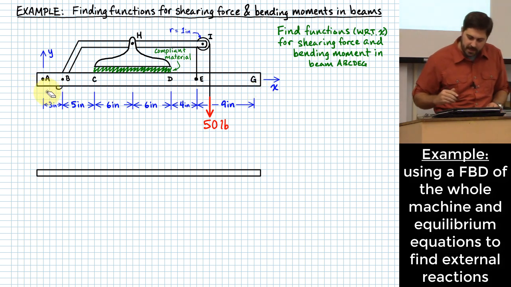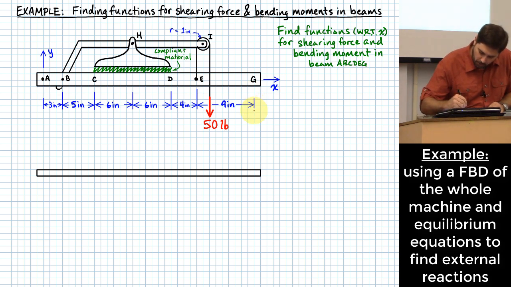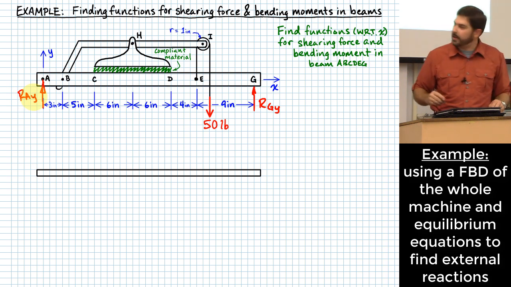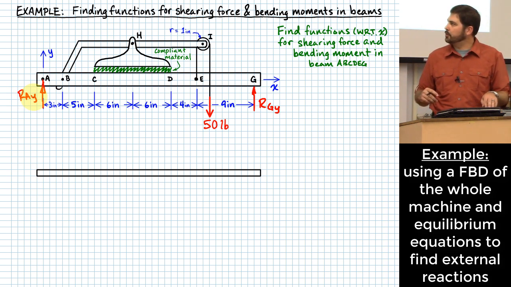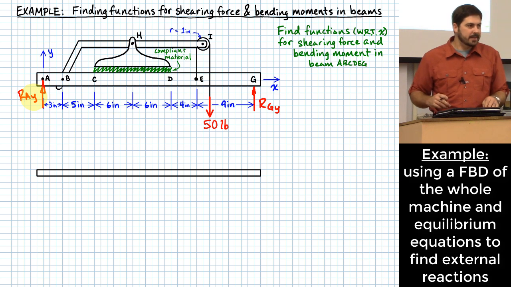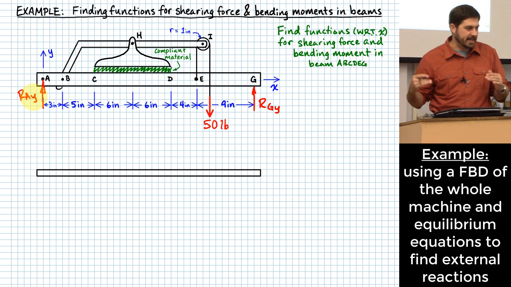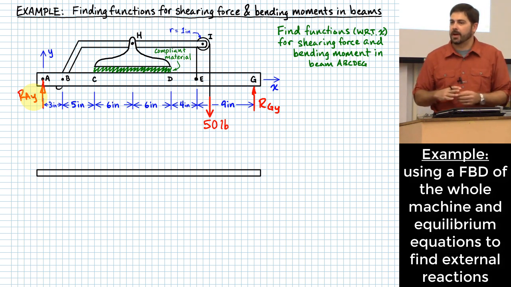I can do that by just erasing those supports, replacing the roller with one force that would be perpendicular to where it was acting. I'm going to call that RGY. What should I do at A? Okay, RAY. And I could show an X direction reaction as well. Do I need it? It can be there if it needs to be, but I have no forces externally acting on this body that would try to drive it left or right. I'm just going to leave it off for simplicity.